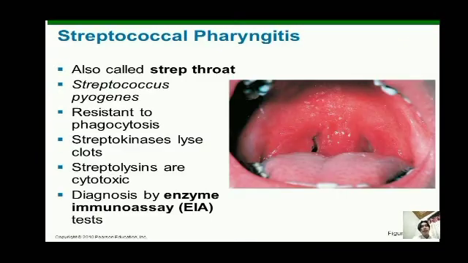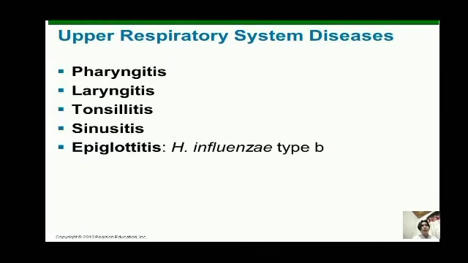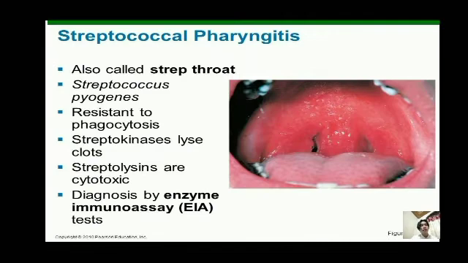And then the next one is the streptococcal pharyngitis. So these are some of the bacterial diseases of the upper respiratory system. So the first one is the streptococcal pharyngitis, also known as strep throat.